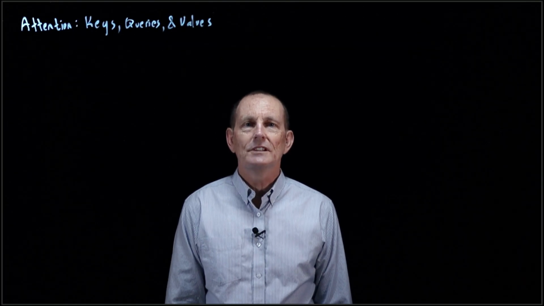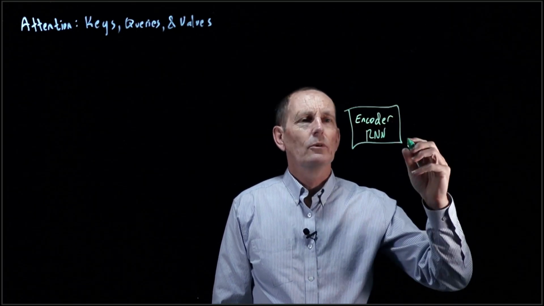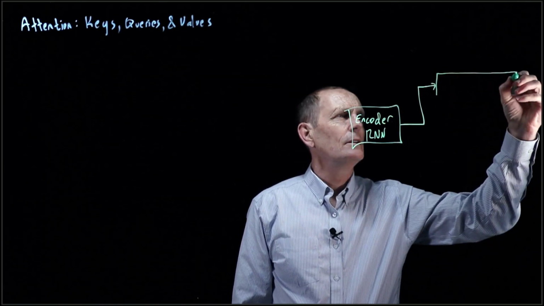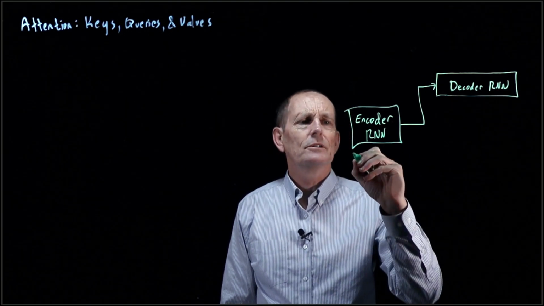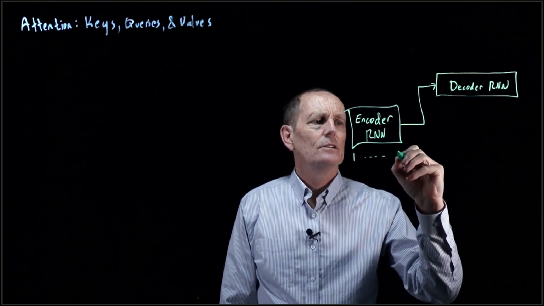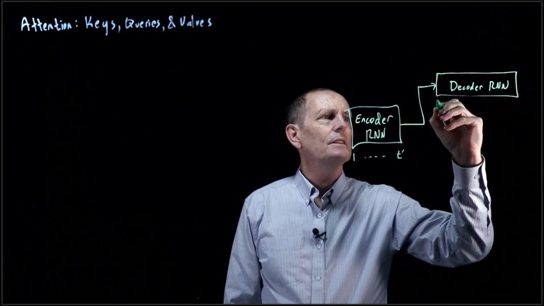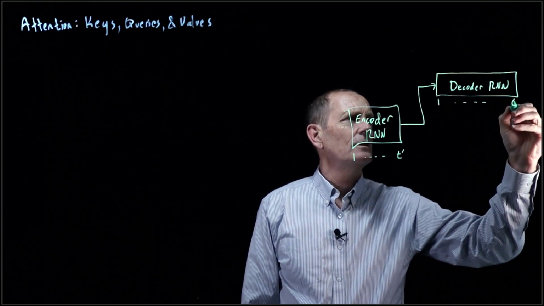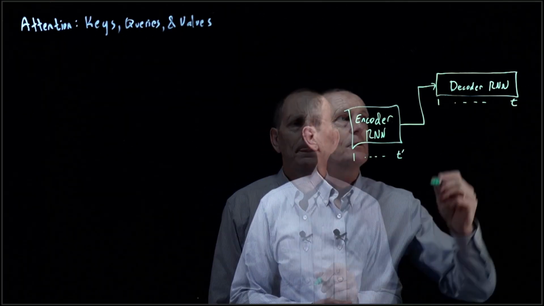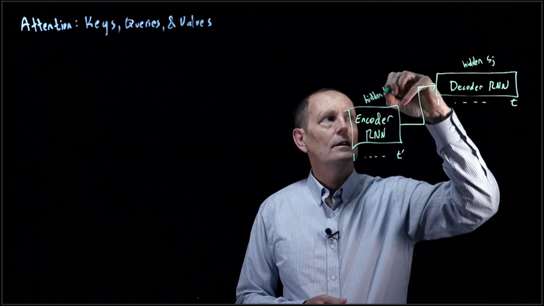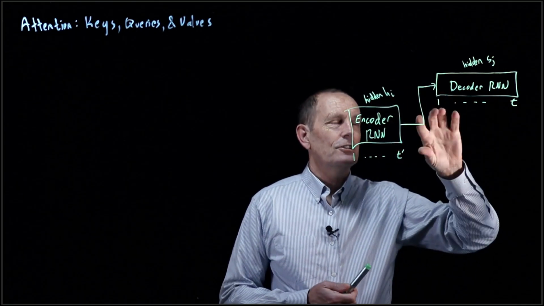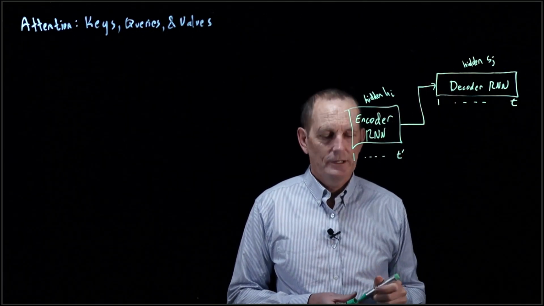Let's now look at a new component of attention called keys, queries, and values. So we looked at a sequence-to-sequence translation where we had an encoder RNN, then fed into a decoder RNN. And we said that the encoder RNN was going from, let's say, time steps 1 to T prime, and the decoder RNN was going from time steps 1 to T. And then we had hidden state here, S sub j, and here H sub i. And we use different letters just to try and distinguish the two RNNs, because otherwise it gets too confusing.